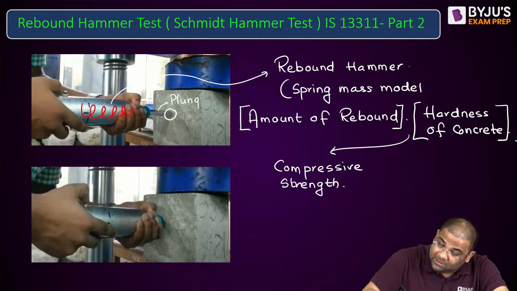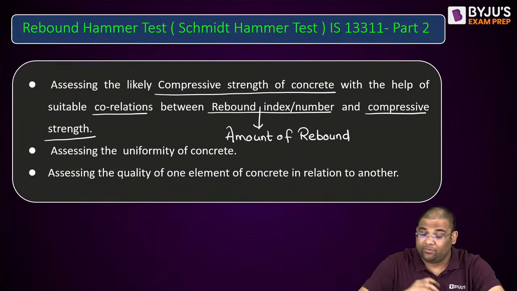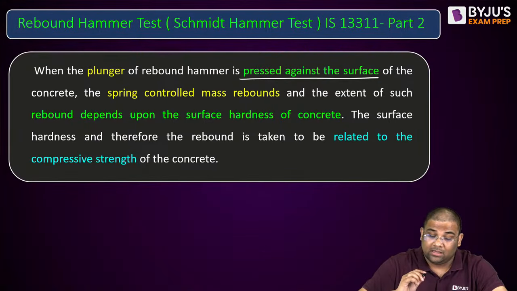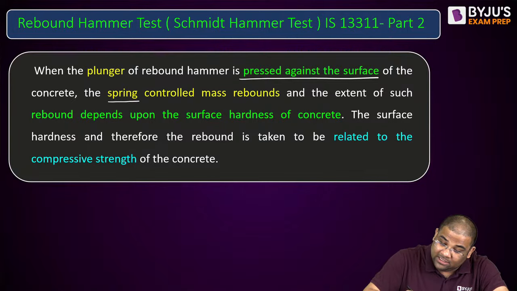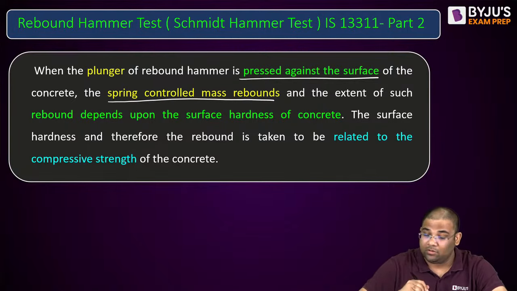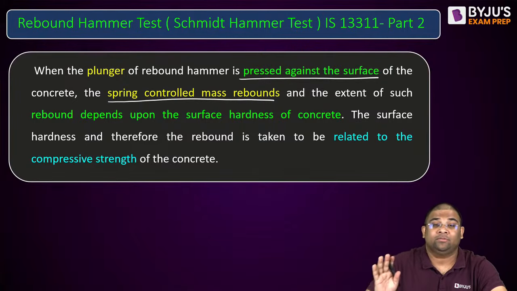this is the plunger. When it is pressed against the surface, what is happening? The spring controlled mass rebounds, obviously it will rebound. And the extent of such rebound depends on the surface hardness of concrete. The surface hardness, therefore, the rebound is taken to be related to the compressive strength of concrete.